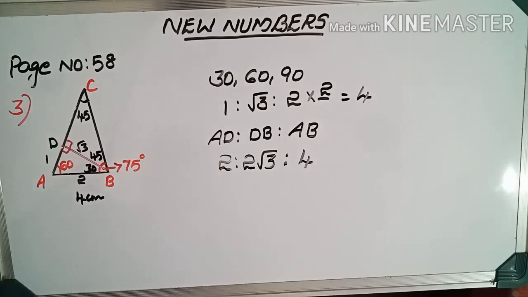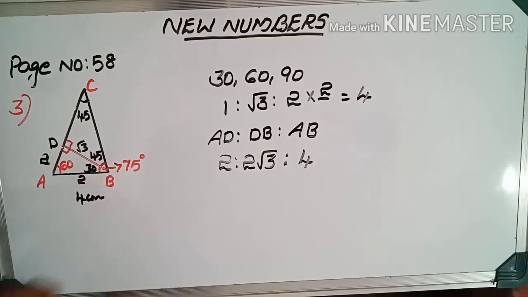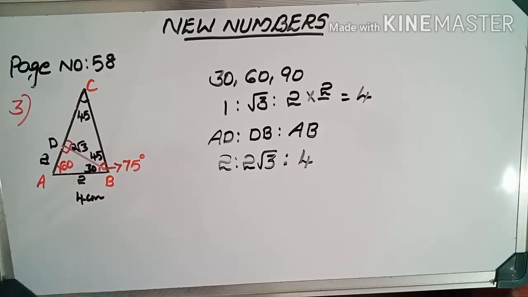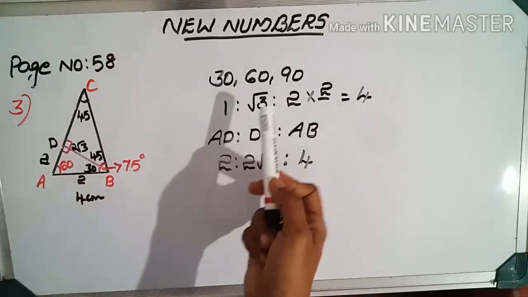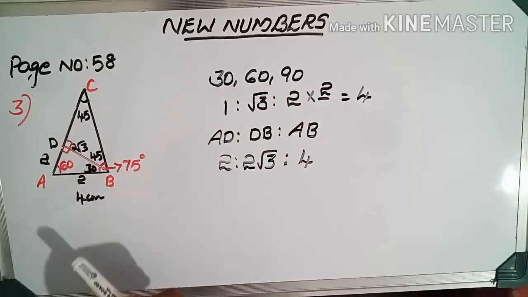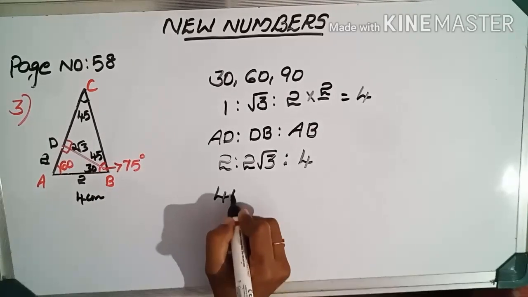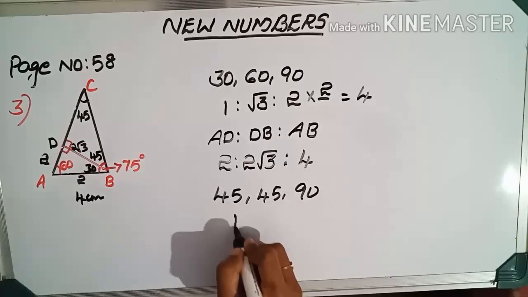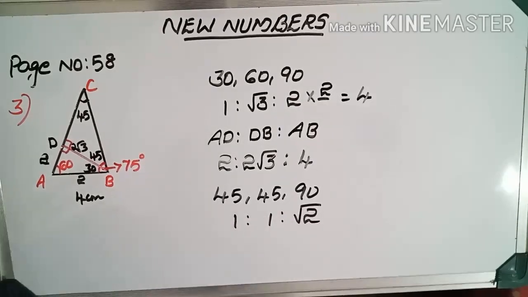That means the side AD is equal to 2. So we have 2, 4, then 2 root 3. These are the measurements obtained by considering the first ratio concept. Similarly, we have to consider the next ratio, 45 45 90. What is 45 45 90? It is 1 is to 1 is to root 2.